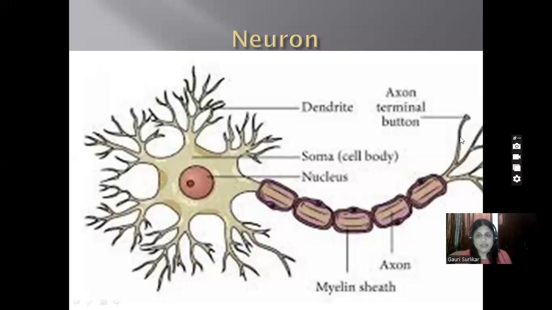And this terminal portion is also called the axon terminal of a neuron. So this is the basic structure of a neuron.